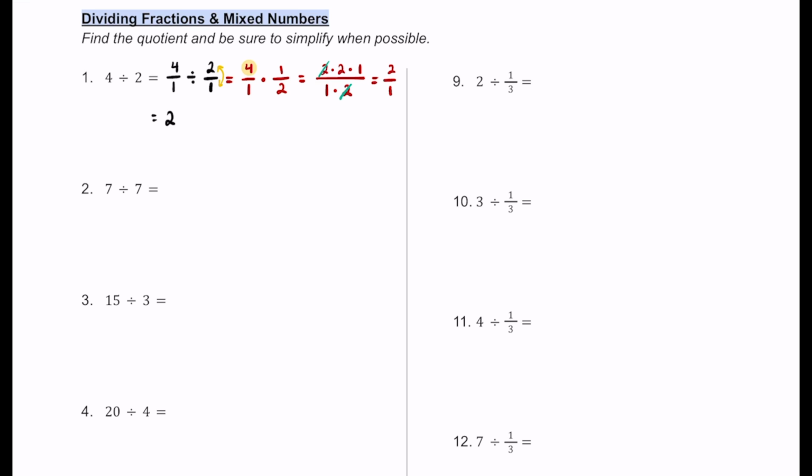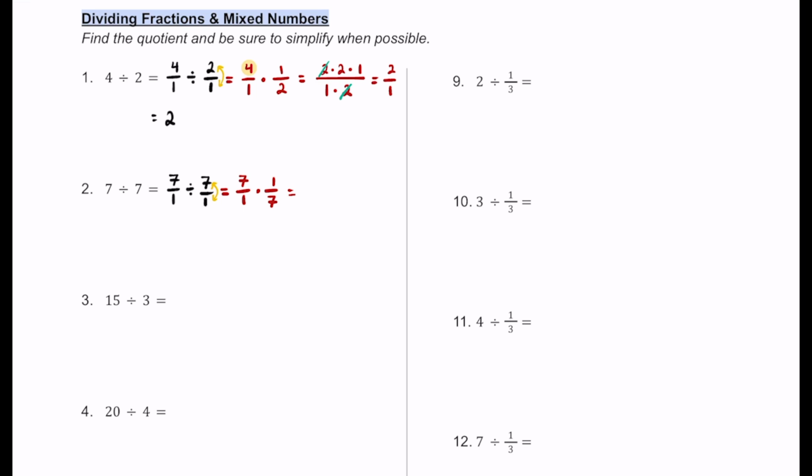For number 2, we have 7 divided by 7, so 7 is the same thing as 7 over 1. We're going to divide this by 7 over 1 as well. And hopefully you know anything divided by itself is going to equal 1, so that should happen here as well. So let's see what this equals. Again, let's practice keeping the first fraction the same, so 7 over 1. And then we're going to change division to multiplication. Next, we're going to find the reciprocal of this. That's what you call when you flip a fraction upside down. So that's going to be times 1 over 7.